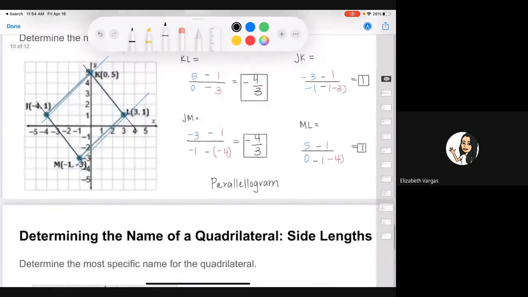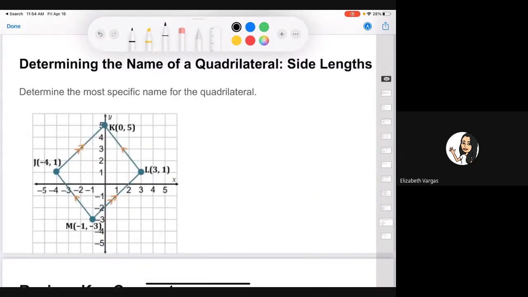Lastly, we have one that looks like this. This one says determine the most specific name for this quadrilateral. For this one, I'm going to prove it's also a parallelogram. But what I need to determine is whether my opposite sides are congruent or not. And the way that I would do that is use the distance formula. So I want to prove that these two sides are congruent and these two sides are congruent. If those opposite sides are congruent, that satisfies the next criterion for it to be a parallelogram.